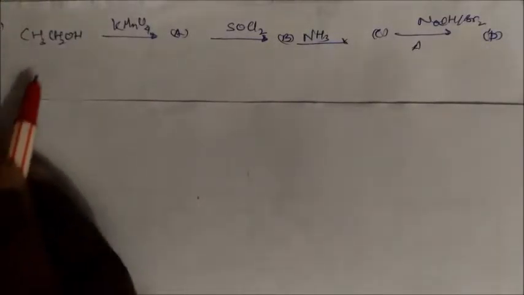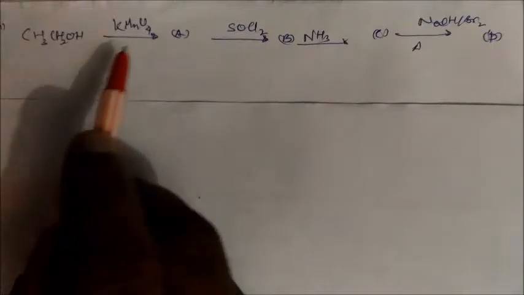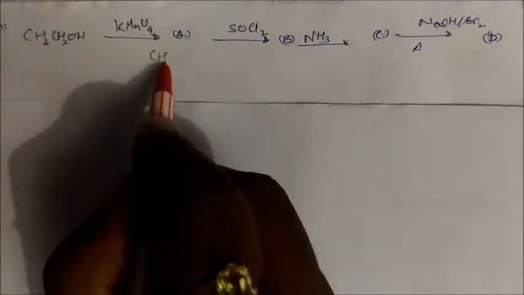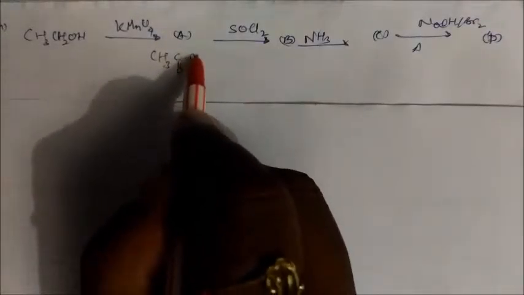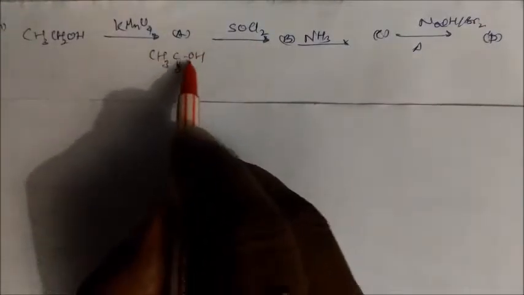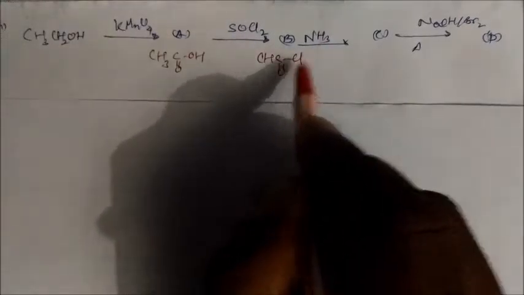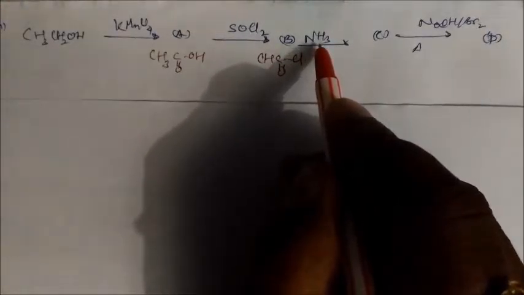So this is the ethanol in presence of KMnO4, a strong oxidizing agent, so this will convert finally into acetic acid. So we can write COOH, and we have SOCl2, so OH is replaced by Cl, so we will get acetyl chloride, COCl, and again in presence of ammonia, we will get amide.